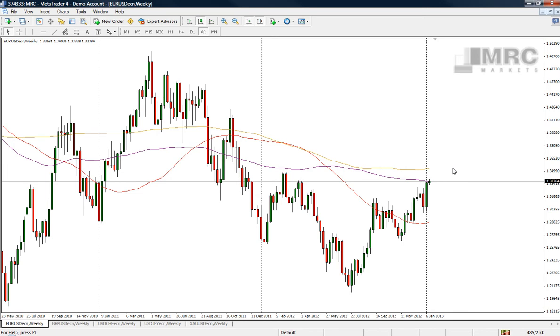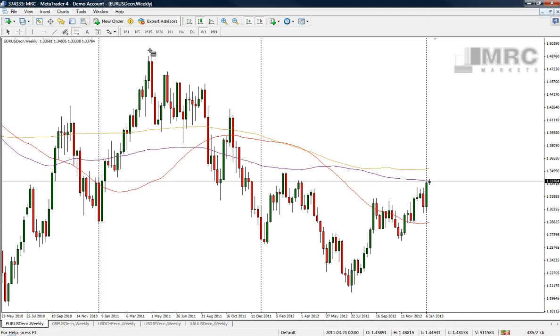So the weekly candlestick close is very key for this week. If it closes above, then the 200-week moving average will be the next target. And if it closes below, so if it's a nice reversal candle, then we could start to see it range in between these two weekly moving averages.